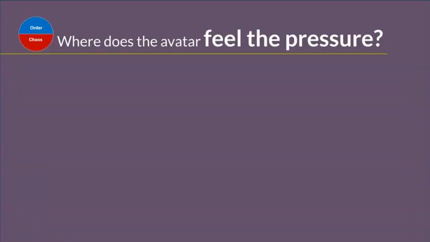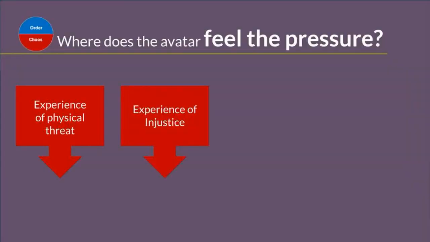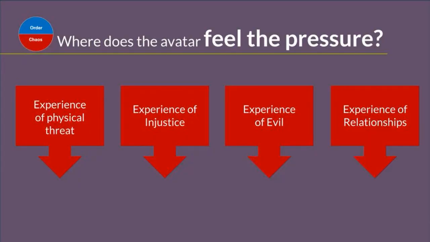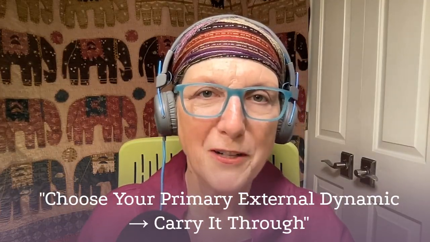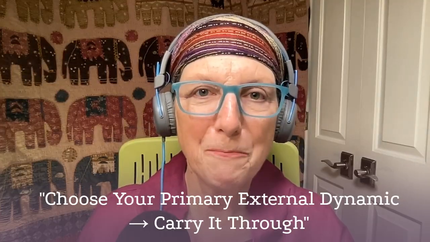Every story with a character arc needs at least one external and one internal. If you're not sure of the primary external dynamic in your story, look for where the avatar feels pressure. Is it their experience of physical threat, or injustice, or evil, or relationships? When you can answer that, then you know whether you have action, crime, horror, or love as your external dynamic. And you can have more than one, but it helps to have one that's primary so you can follow it all the way through your story.